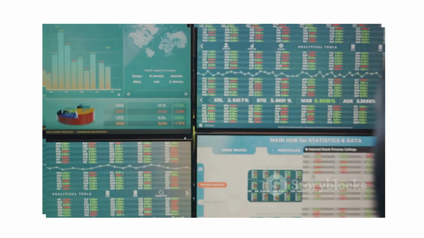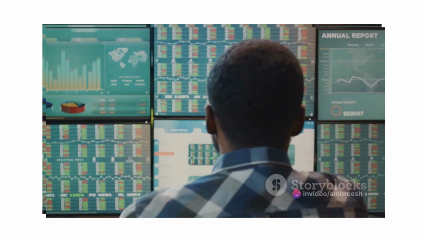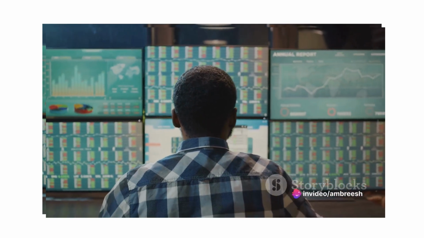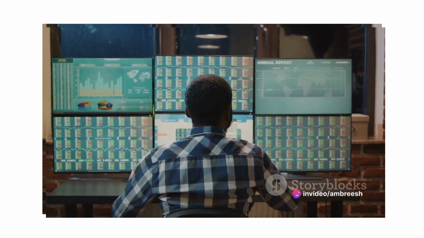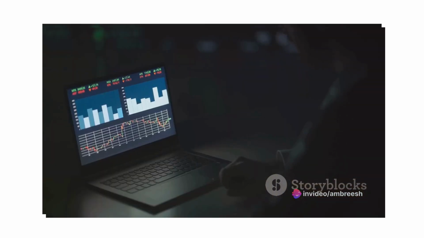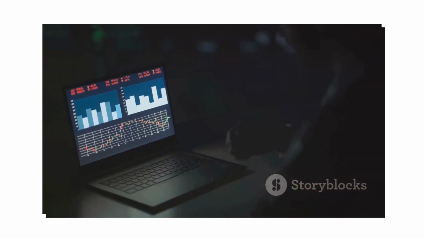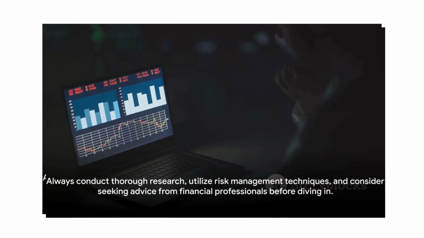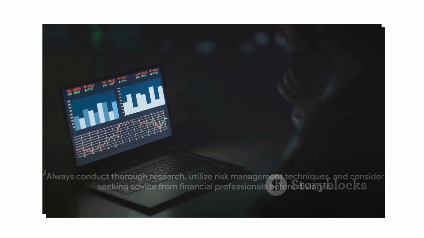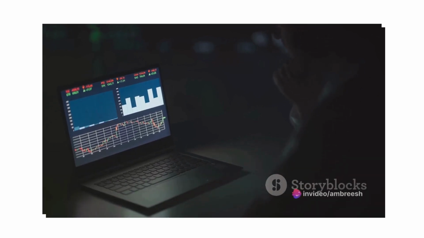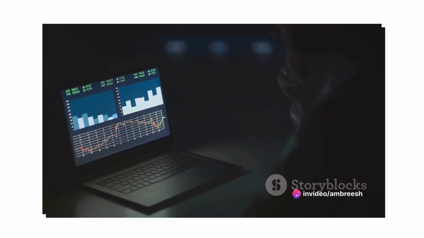Volatility trading strategies can be complex and involve significant leverage. Market conditions and volatility levels can change rapidly, requiring active monitoring and adjustments to trading positions. So, always conduct thorough research, utilize risk management techniques, and consider seeking advice from financial professionals before diving in.